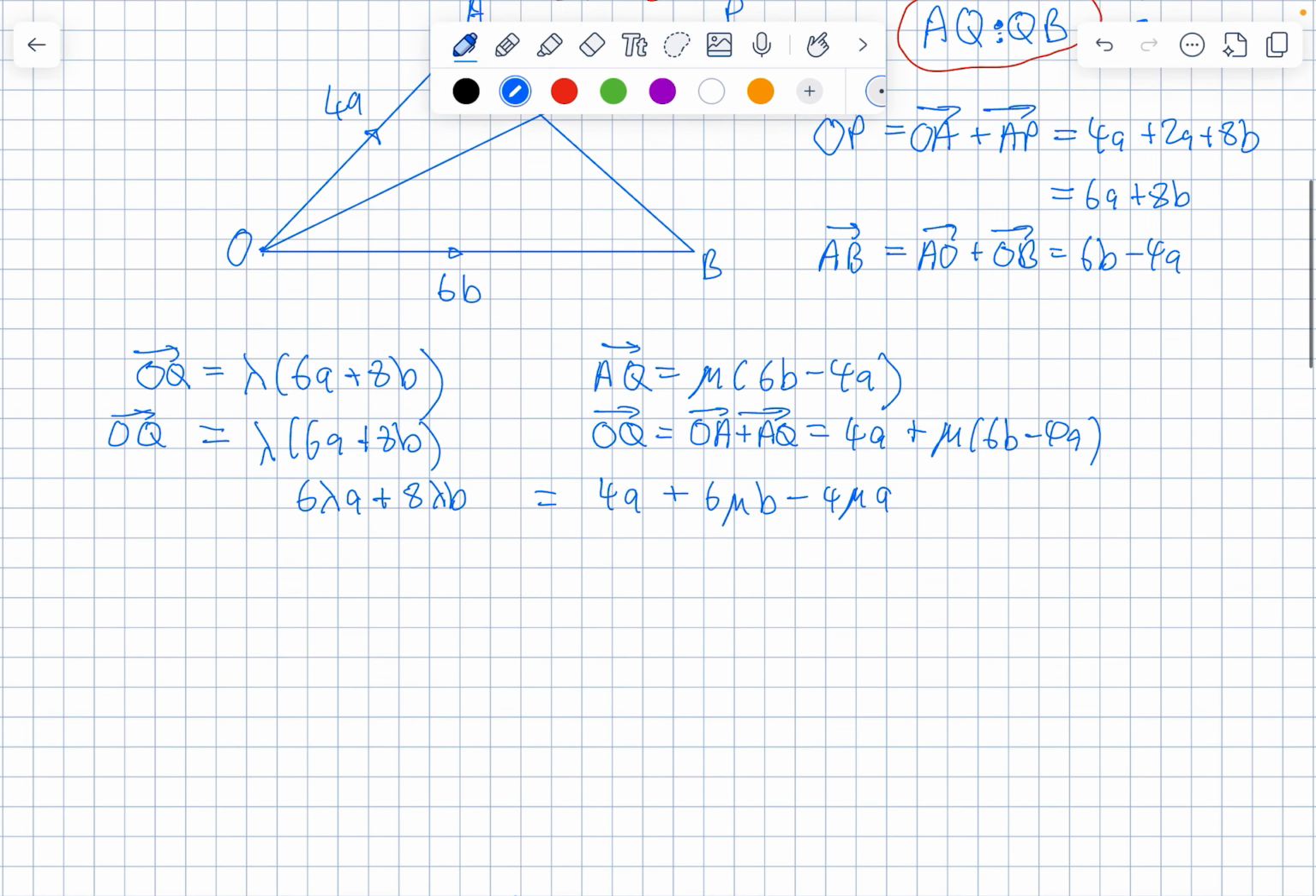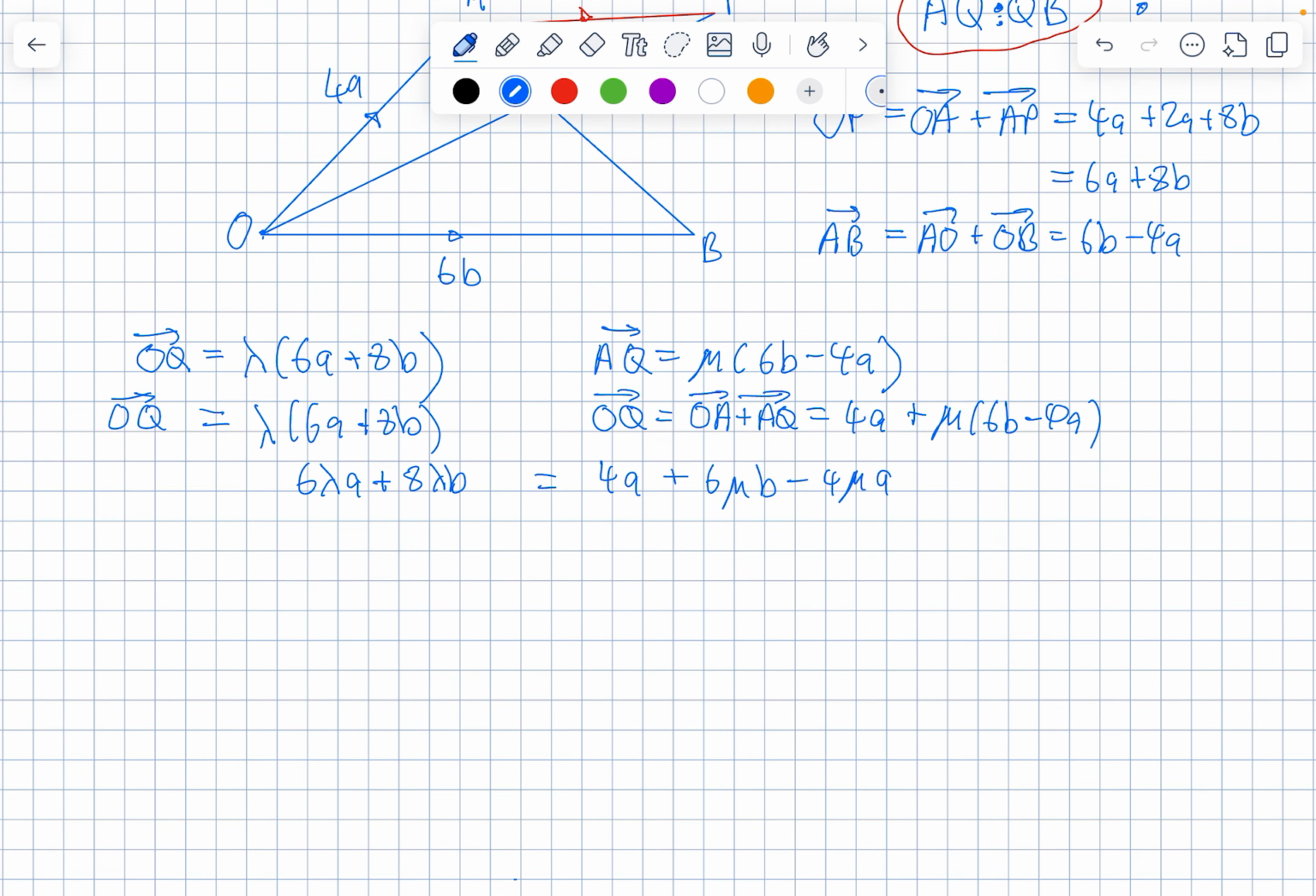Now I want to make a simultaneous equation because I've got too many unknowns. So I'm going to collect my A's. So my A's, I've got 6 lambda, and that is equal from the B side to 4 minus 4 mu. So that's all my A's.